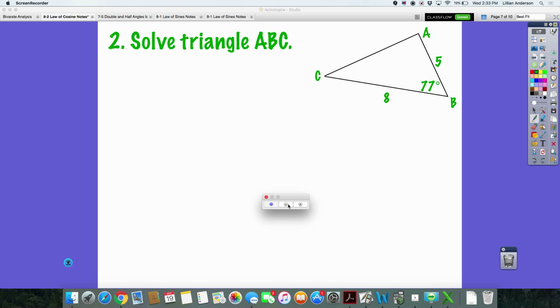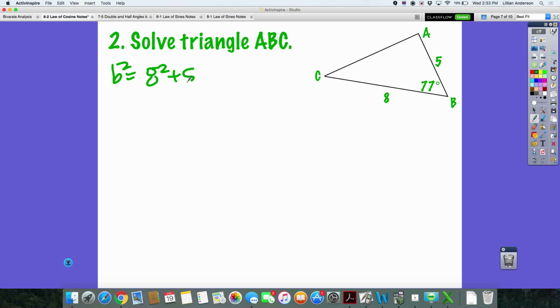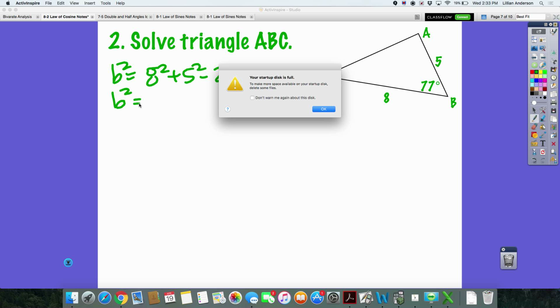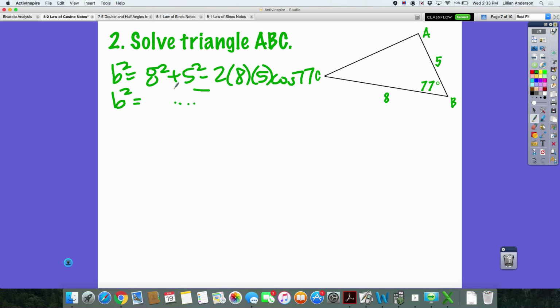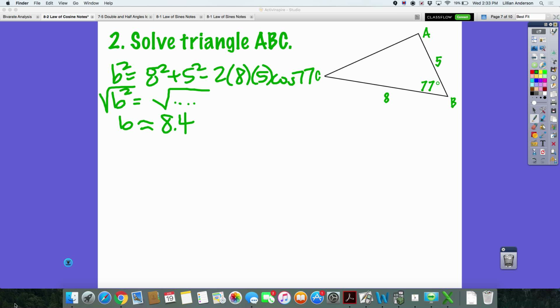So hopefully you set it up as B squared equals 8 squared plus 5 squared minus 2 times 8 times 5 cosine 77. When you did all that, you got a number, right? Then you took the square root of that? 8.43, if you round it. So 8.4, right? Once you found that, which angle did you find next?